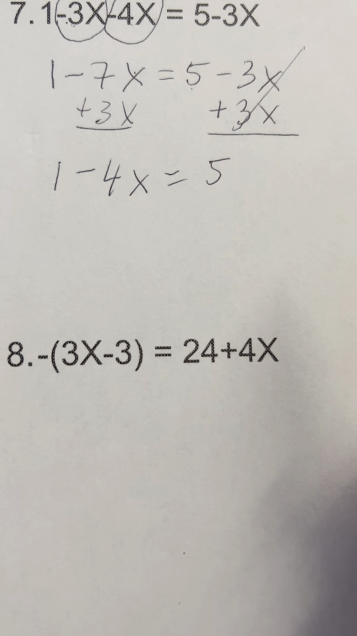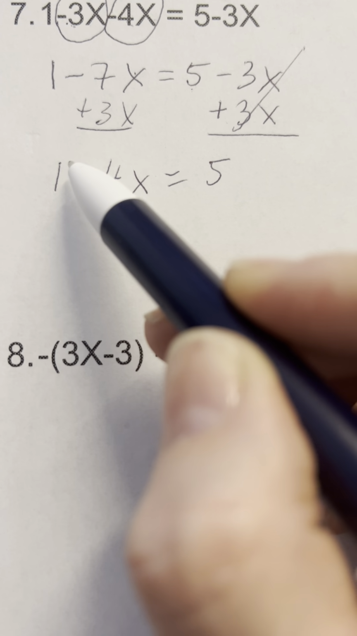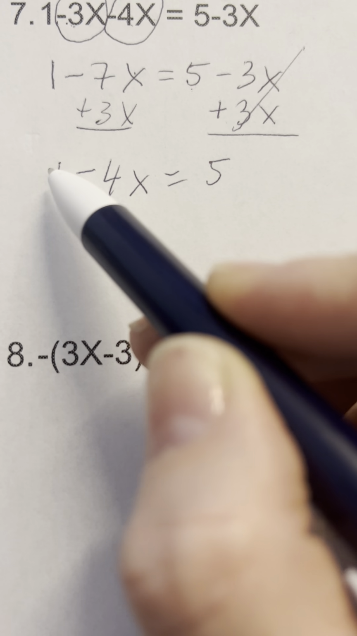Okay, now we're back to a one-step equation. We want to move this to that side. Opposite operation is minus 1. So negative 4x equals 4. And then last step, divide by what you see next to the x.